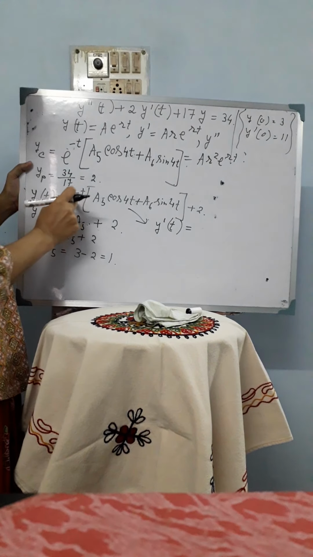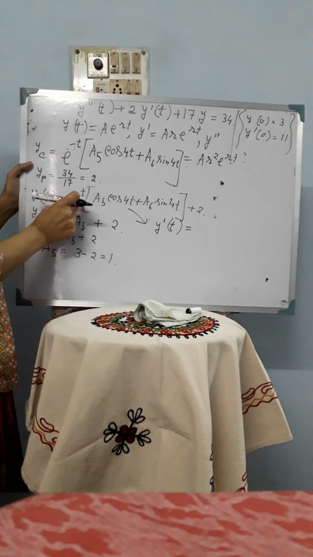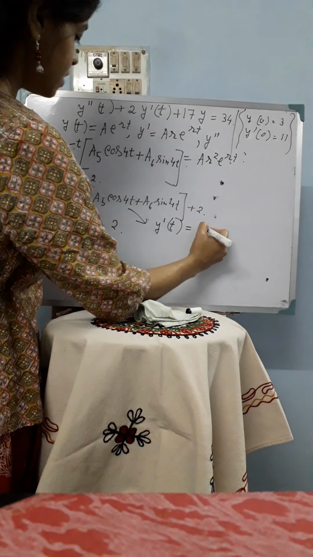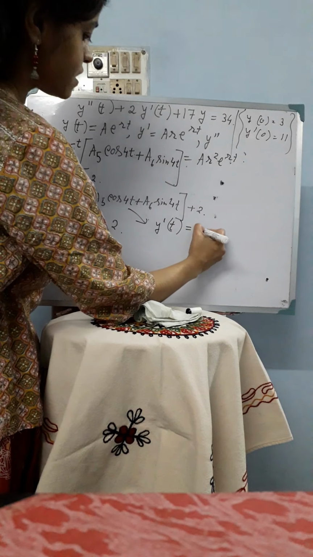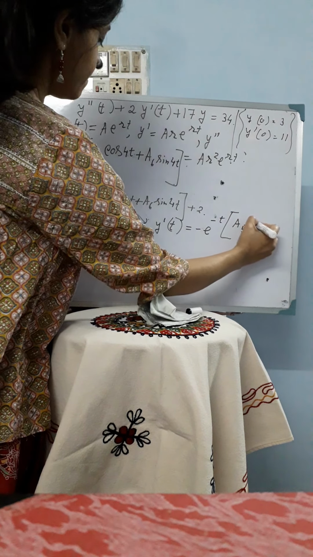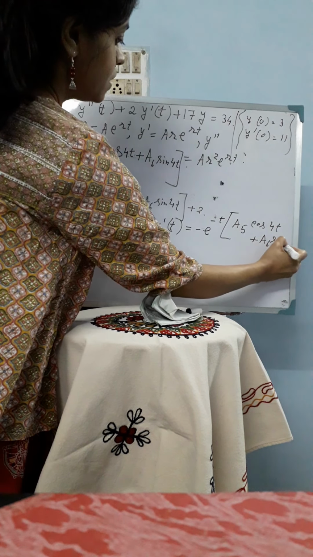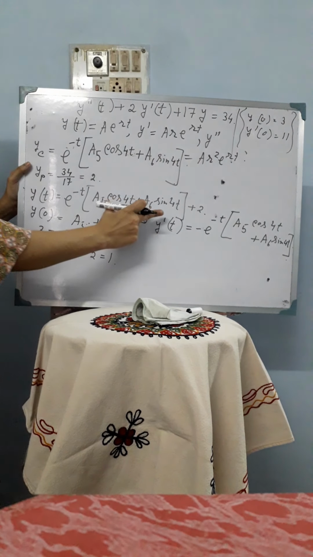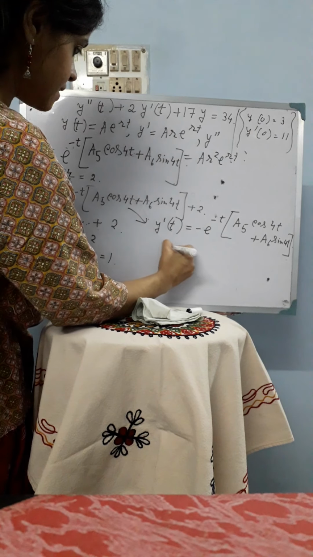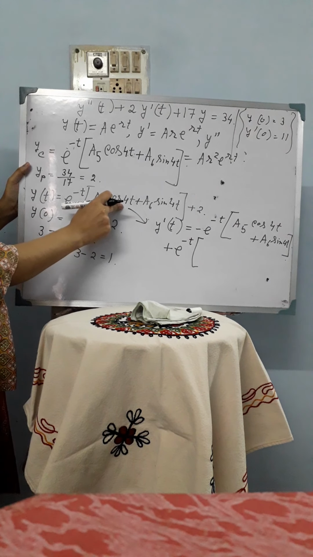equal to, so there are two terms. One term is e to the power minus t, the other term is the term within the bracket. First we are taking the differentiation of the term which is outside the bracket, e to the power minus t. The differentiation of that is minus e to the power minus t. So we are getting minus e to the power minus t, then a5 cos 4t plus a6 sin 4t. Then we are taking the differentiation of the term within the bracket, so this term will remain constant. Then we can write plus e to the power minus t, then within the bracket we take the differentiation.